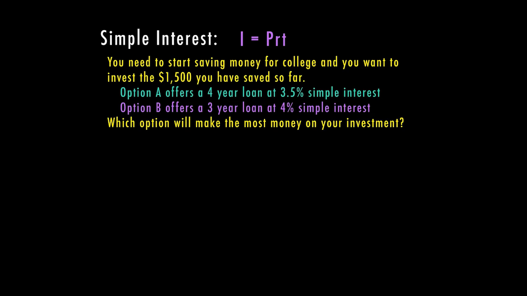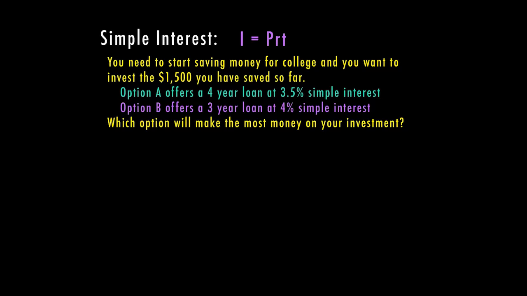So we're going to save for college and we want to invest $1,500. Option A says at 4 years for a loan, we're going to make 3.5% simple interest. Option B offers a 3-year loan at 4% simple interest.